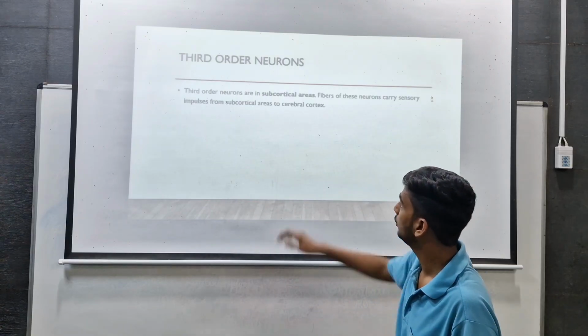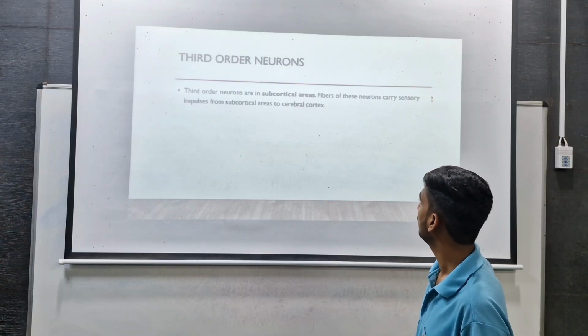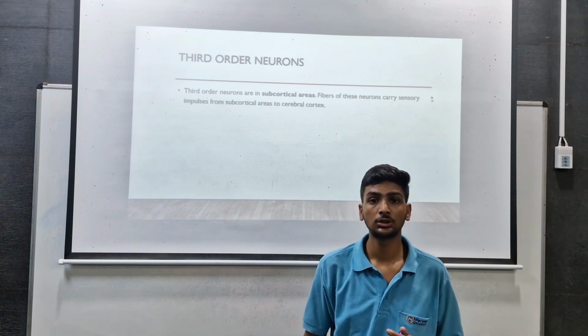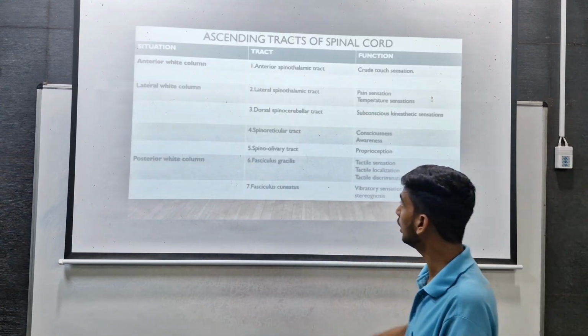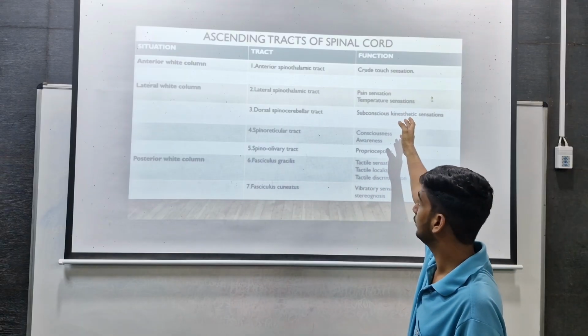Now the third order neuron. The third order neurons are in subcortical areas. Fibers of these neurons carry sensory impulses from the subcortical area to the cerebral cortex. So now we'll see where they are situated, the tracts and their functions.